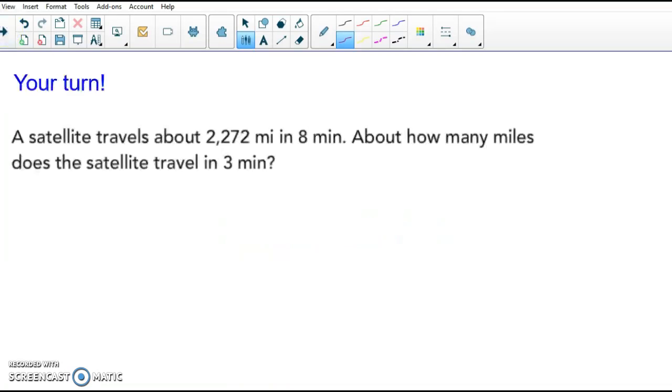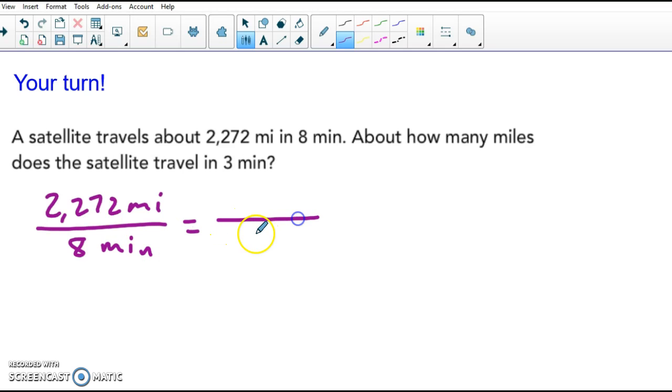All right, last one here before we jump into 7.1, 7.2 homework. So as a satellite travels about 2,272 miles in 8 minutes, we want to figure out about how many miles the satellite travels in 3 minutes. So again, let's start by writing our rate. And as we write it, we discover that this is not a very easy equivalent ratio to create. So instead, what I'm going to do is start by converting this to a unit rate.